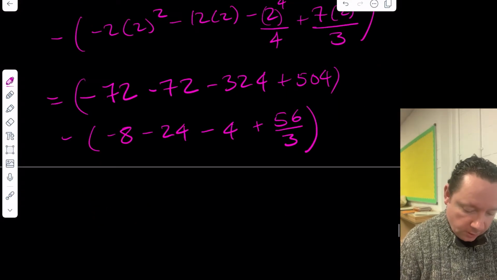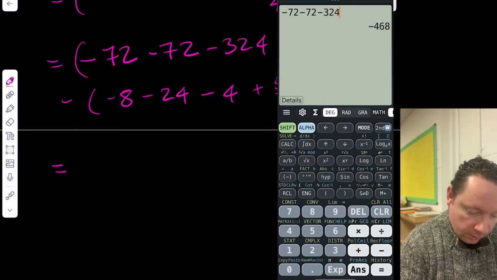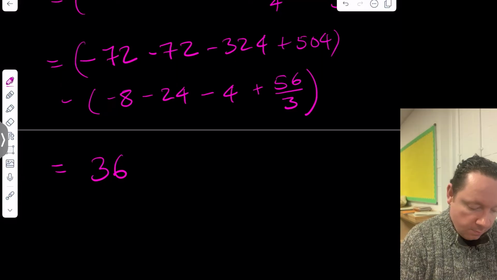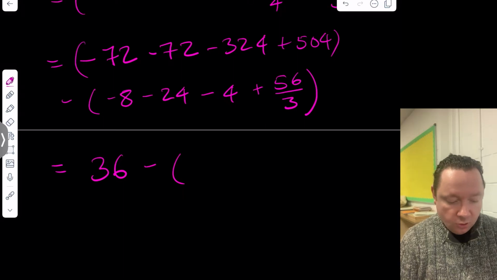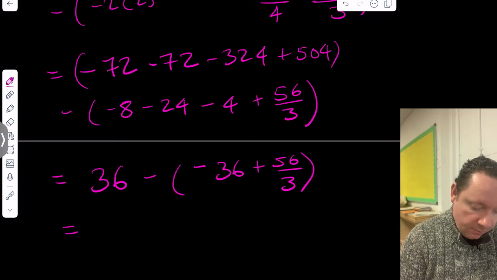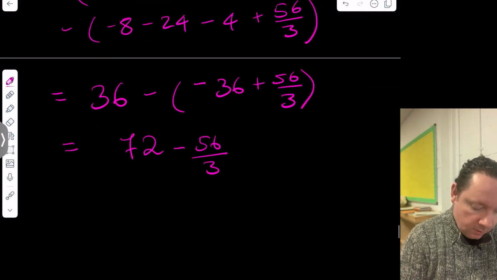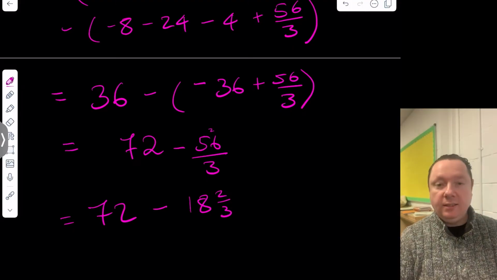So that equals, let's just do each bracket separately. Minus 72, take away 72, take away 324, plus 504 is 36 for our first bracket. Minus 8, minus 24 is minus 32, minus 4 is minus 36, plus 56 over 3. So that gives me 36 plus 36 is 72, minus 56 over 3. So that equals 72 minus 18 and 2/3.